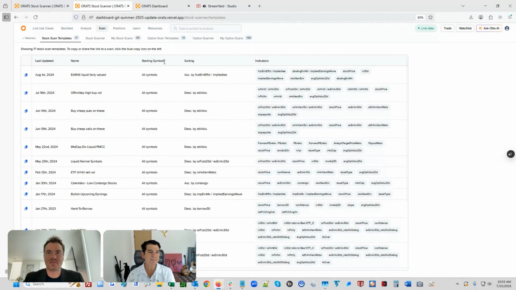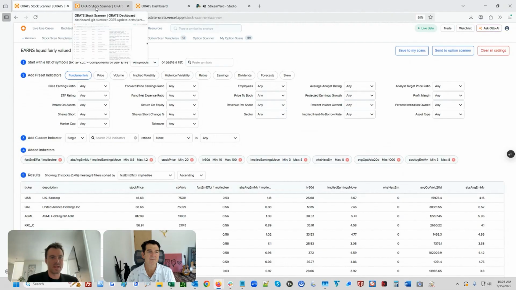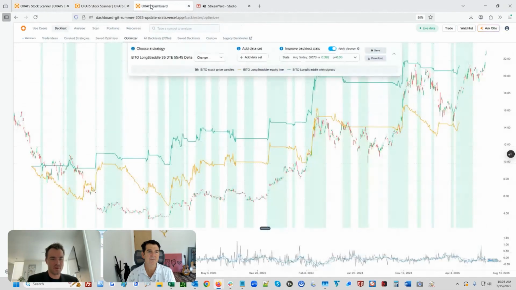Yeah, I mean, it sort of gives us the reason why we made the stock scanner in the first place, right? I mean, ORATS, we're a very options-focused company, but we needed a way to filter through all these symbols, and this is the way. Right.